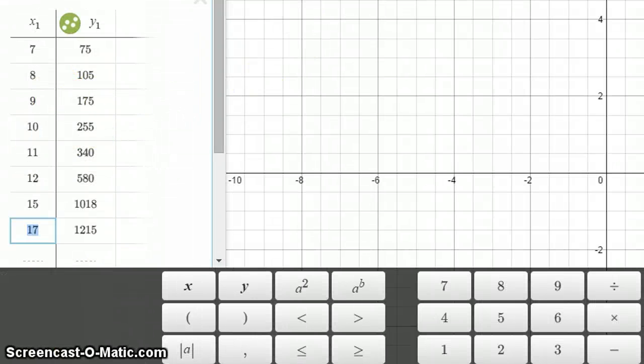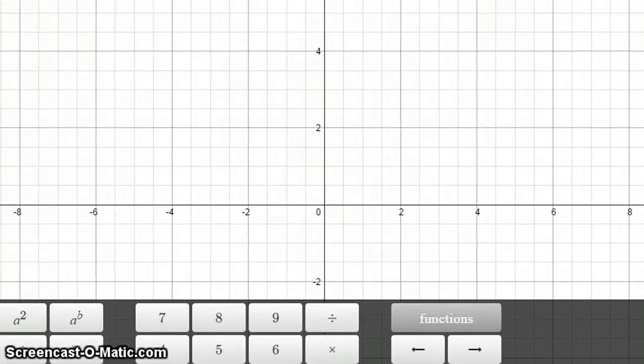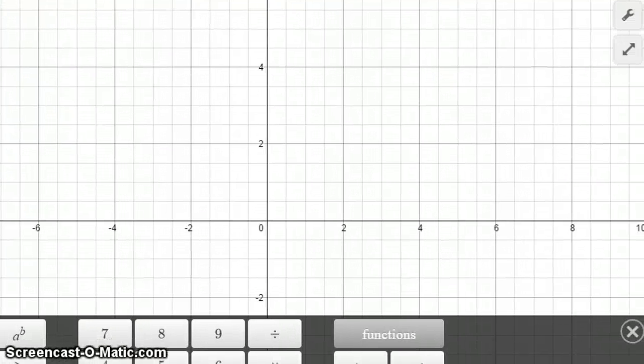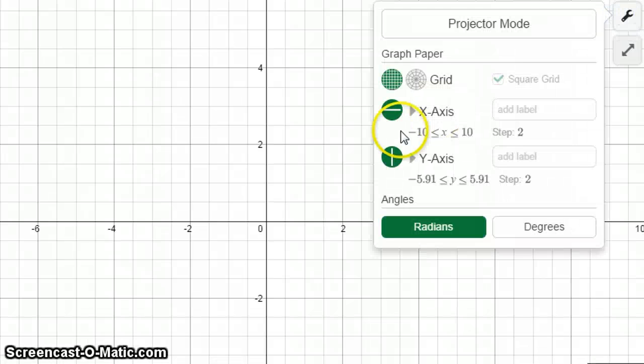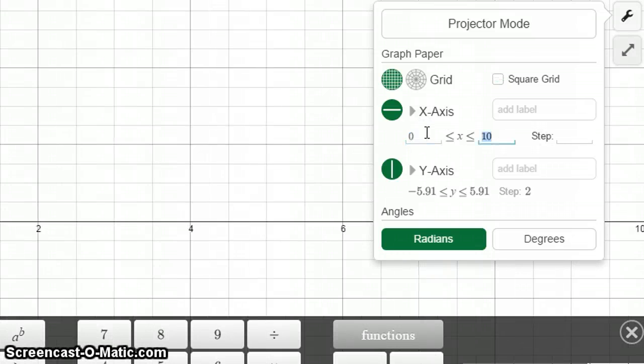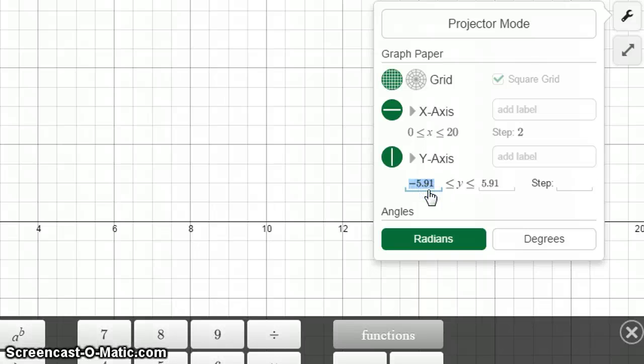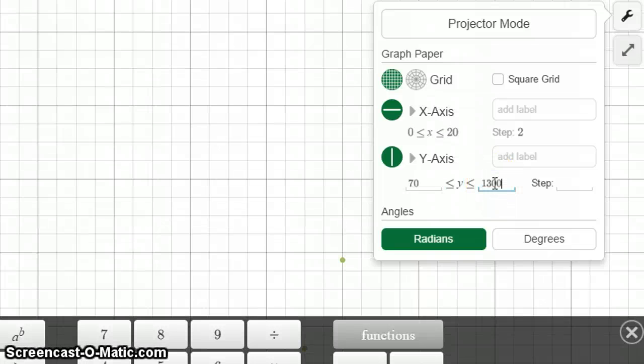So I should be seeing these points, but with the graphing window I have right now, it's too small, right? Because my smallest Y value is 75, so I'm too low. So let me go over here and make a better graphing window. Let's see, I don't have any negative x's, so maybe I'll start at 0. My biggest x is 17, so maybe I'll go a little bit past that to 20. Alright, and then for the y-axis, I'm going to start at 70 and go up to about 1,300. That should get all of my data points in there.